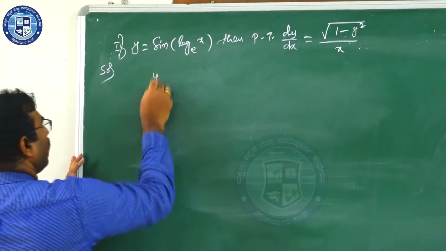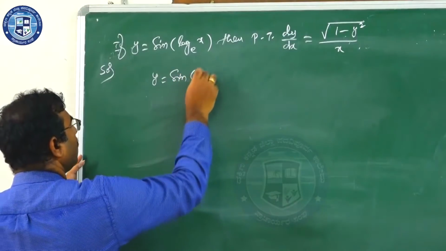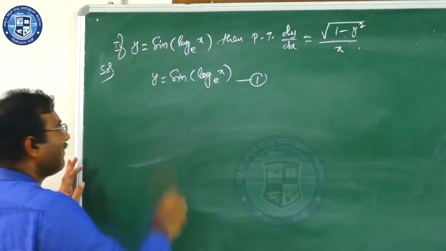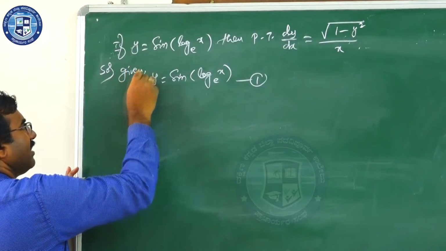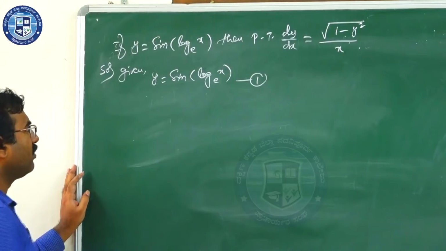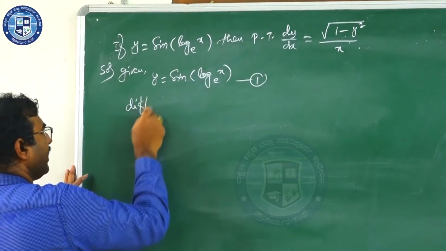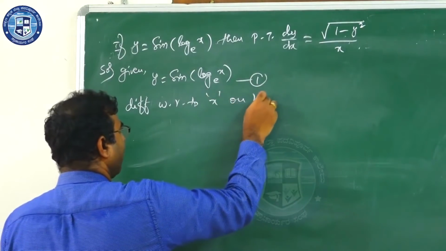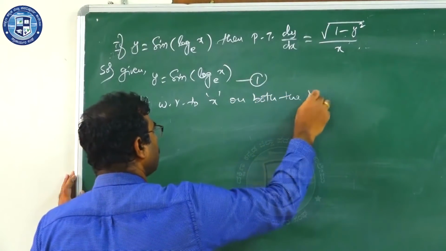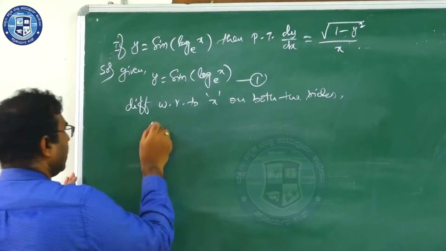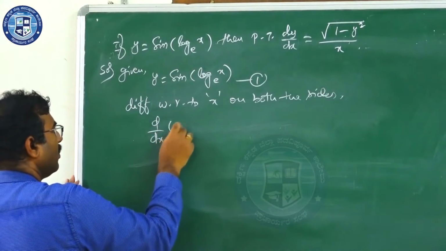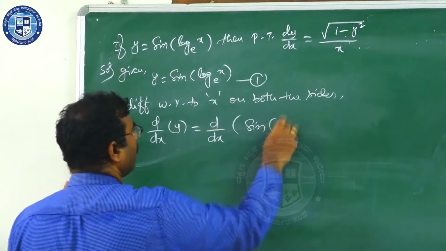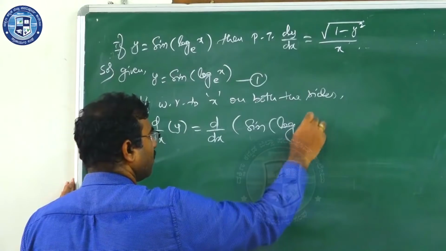So what is the given thing? y is equal to sine of log x is given. Let it be, we take it as the given thing. Just differentiate with respect to x on both sides. What happens? d by dx of y is equal to d by dx of sine of log x to the base e.